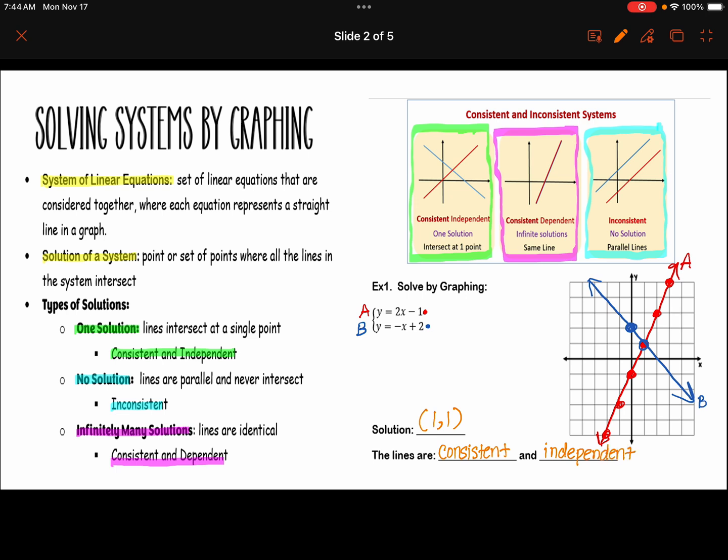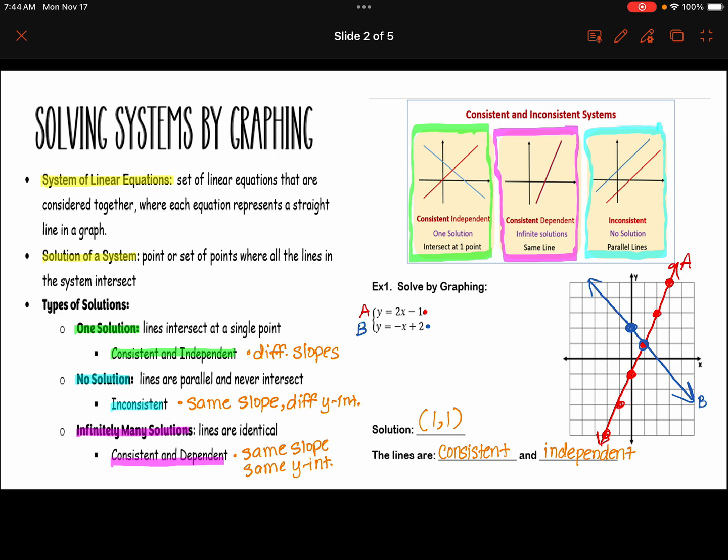And one way that we can kind of figure this out, every time we have one solution, the two lines are going to have different slopes. However, if it's no solution, they will have the same slope. And then if this one is parallel, they'll have different y-intercepts. And then infinitely many solutions, they're the same line. So they're going to have the same slope. And they're going to have the same y-intercept.